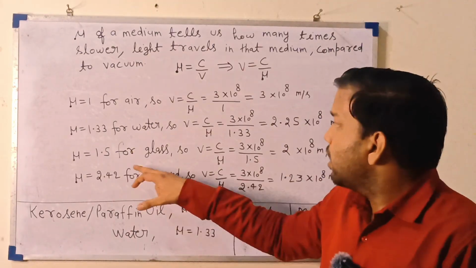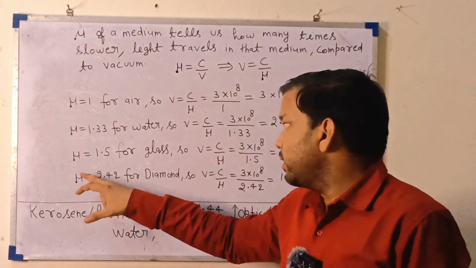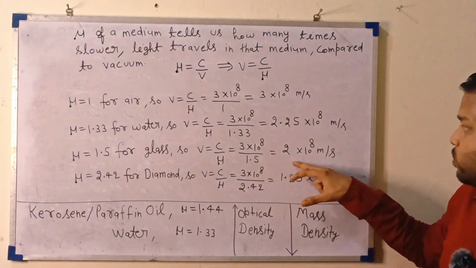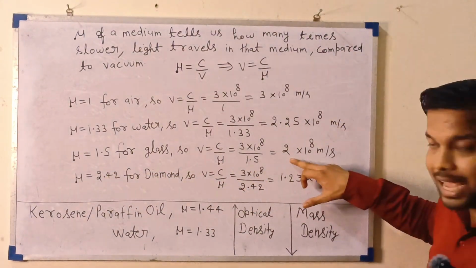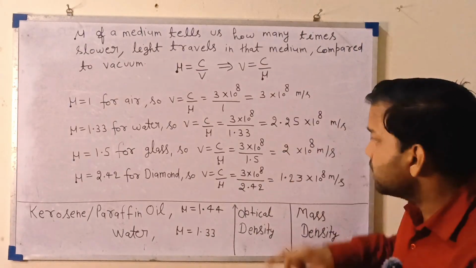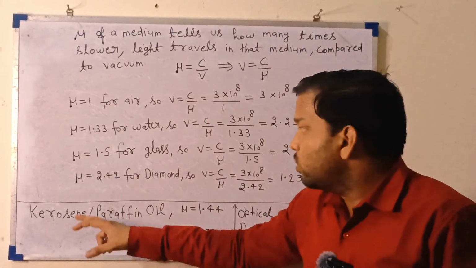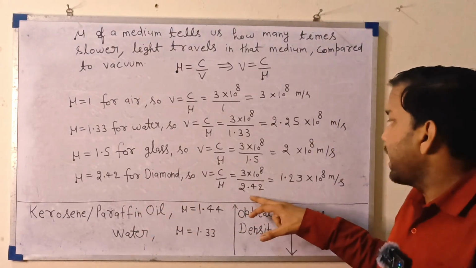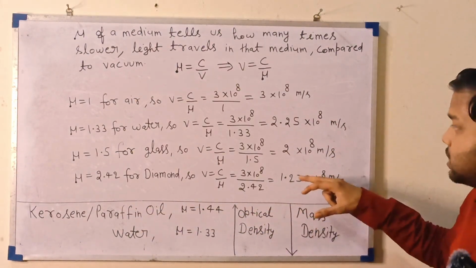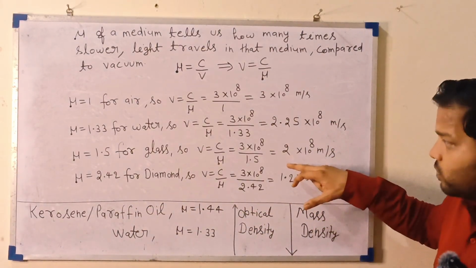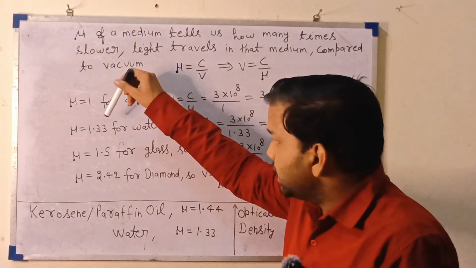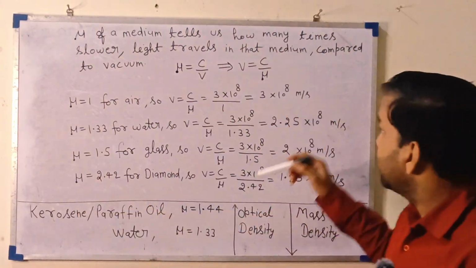Now again, for glass, the value of refractive index is 1.5. We put this value here and we get the value 2. This value is again less than this value. Fine. Now for diamond, the value of mu is 2.42. We put the value here and we get the value 1.23. It means this value is less than 2. So as the refractive index increases, the speed of light decreases.